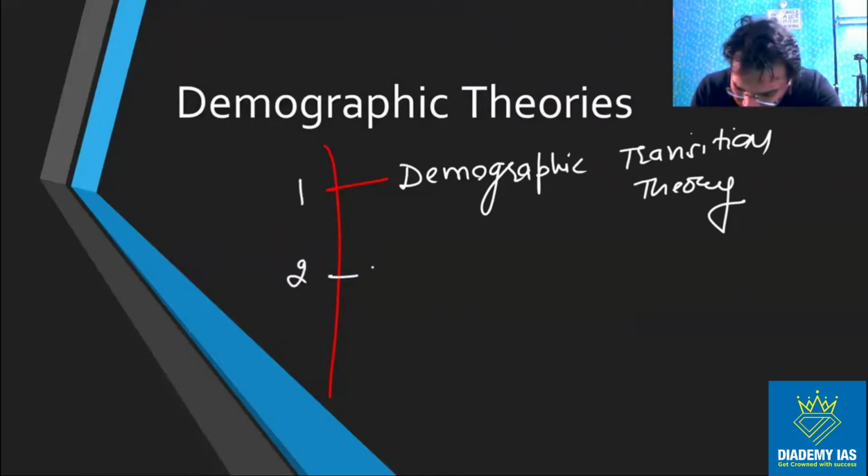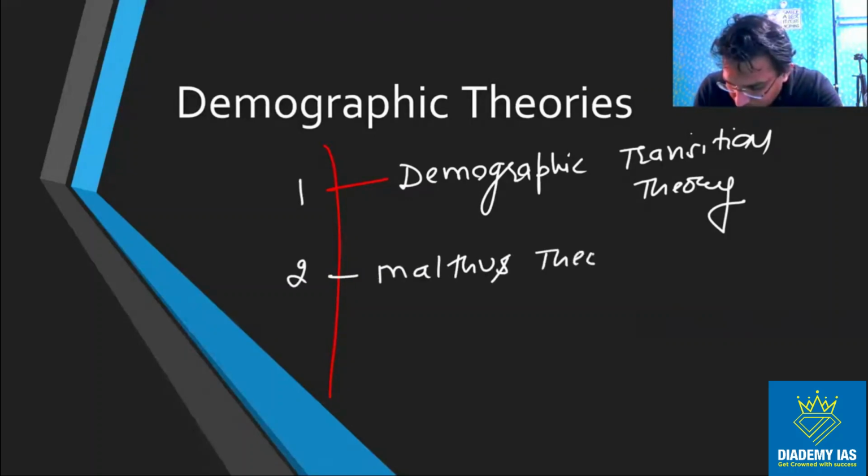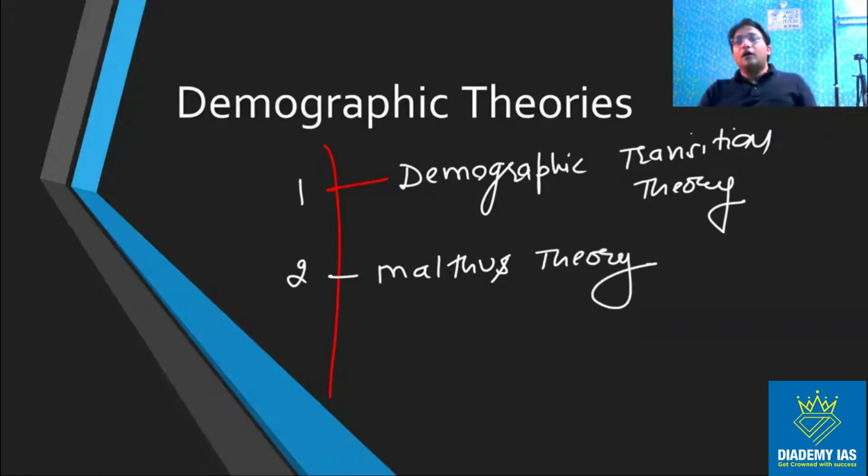The second theory is Malthus theory. Friends, this theory you should know, because I don't think that in the prelims examination they will be asking, but in the mains examination you will be able to quote some of these concepts in your answers, right? Malthus theory, what is the meaning of Malthus theory? Malthus theory says that resources increase in the arithmetical mean. Resources are increasing very, very slowly, but population increases exponentially in the geometric mean.